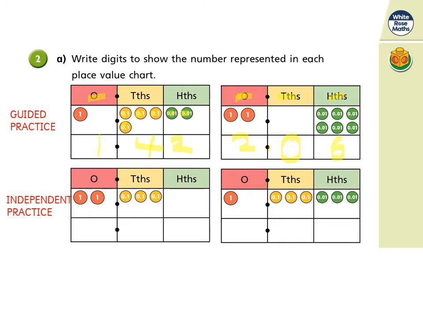And again, if I was going to compare these numbers, I know that 2.06 is larger because in the largest value place value column, I've got 2 counters in comparison to 1 counter. Now I'd like you to pause the video, complete your independent practice and resume when you are ready to continue.